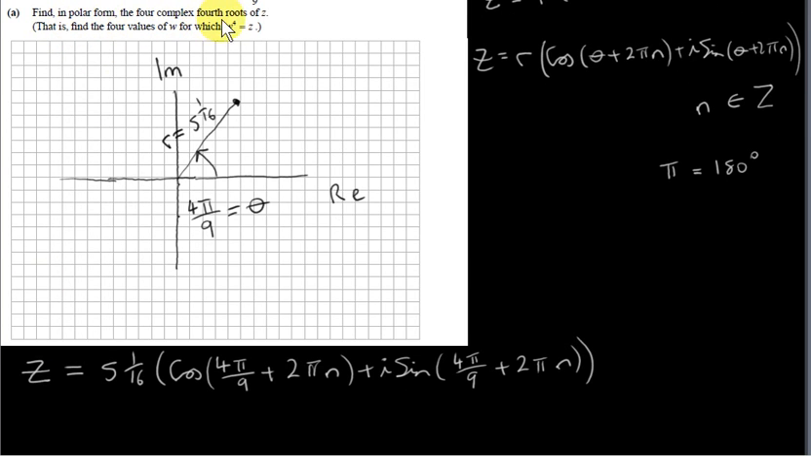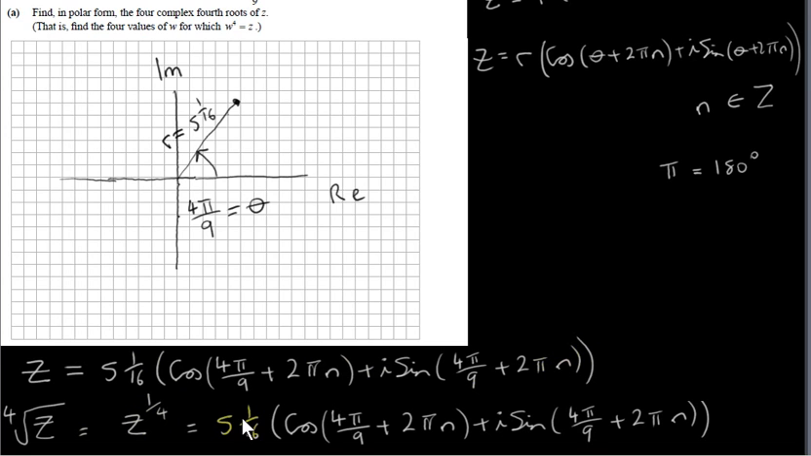Now, what we want to do is get the four complex fourth roots of z. In other words, we want to calculate this thing here, the fourth root of z, which can be written as z to the power of 1/4. So basically we want to put all of this number to the power of 1/4. So we have a product here of 5 and 1/16 times all of this. So we put each part of the product to the power of 1/4. So we put 5 and 1/16 to the power of 1/4, and we put everything in here to the power of 1/4.